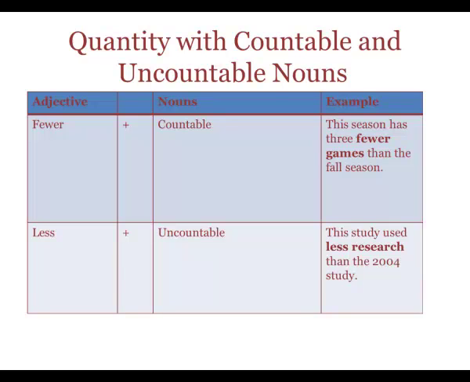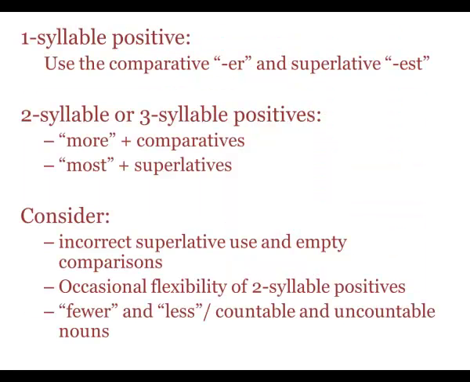When using fewer, you should pair it with countable nouns. Notice in the example, "This season has 3 fewer games than the fall season." I was able to use a number before fewer because I can count the number of baseball games in a season. Whereas when you use less, pair it with uncountable nouns. The example does not give a numerical amount of research, but rather a general quantity.